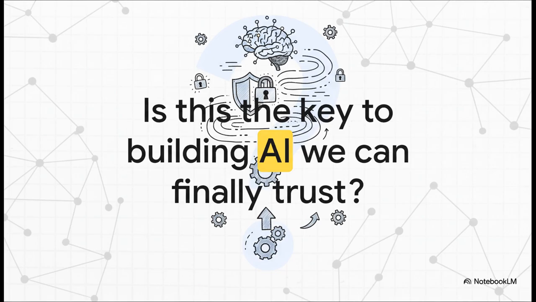This leaves us with a pretty big final thought. As we integrate AI deeper and deeper into our daily lives, frameworks like this one feel like a really critical step forward. They're helping unlock AI's full potential by proving that we can innovate both powerfully and responsibly. So, is this the key to building an AI we can finally trust?